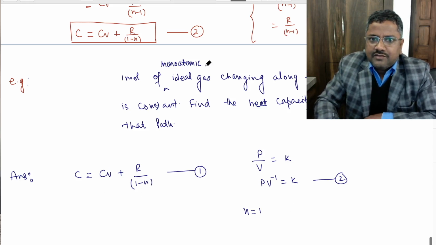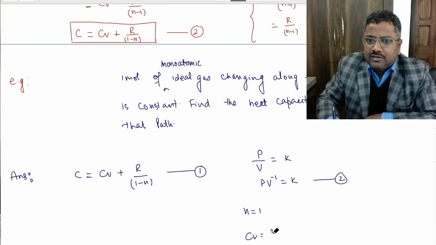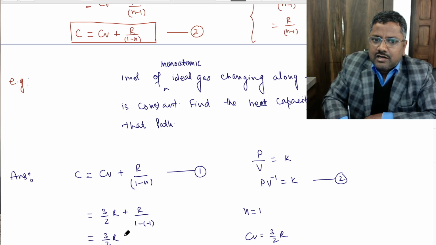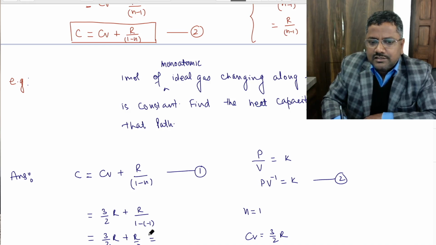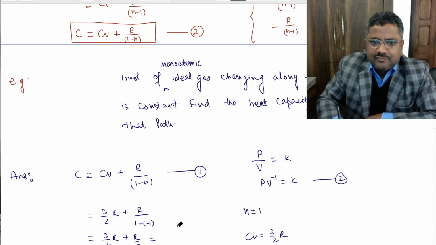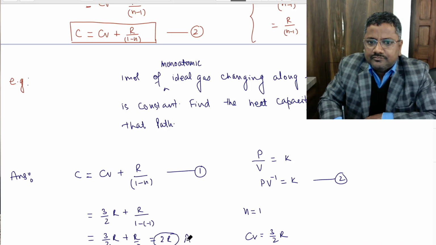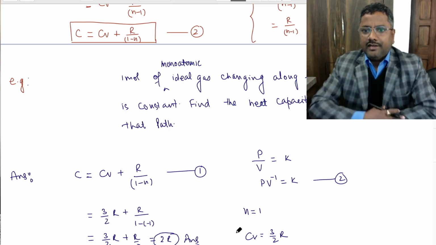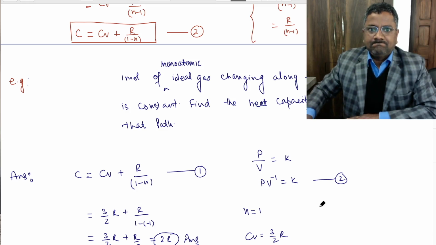And put here the value of CV. Monoatomic, so CV is equal to 3 by 2 R. So this is equal to 3 by 2 R plus R by 1 minus 1. So this is equal to 3 by 2 R plus R by 2, so this is 4R by 2, which means 2R. So this is the answer, right? So the heat capacity along that path you can calculate very easily, right? Good.